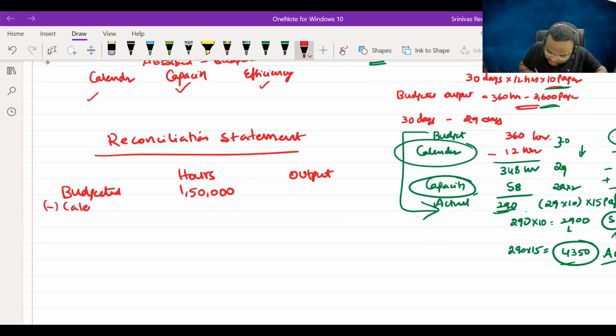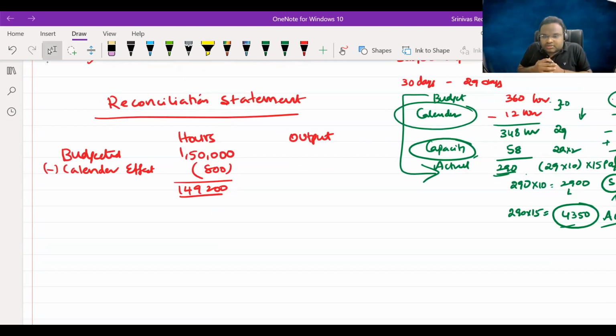Less calendar effect. 1 day loss means how many mission hours lost? Not 750, 800, because it's in the simple, sir. If I decided not to work for 1 day, I lost how many hours? For 1 day I can work for 800 mission hours. 1 day I decided not to work. That means 800 hours lost. Because of what? Calendar. How much you got? 1,49,200.